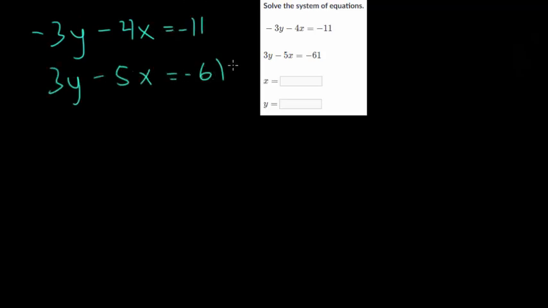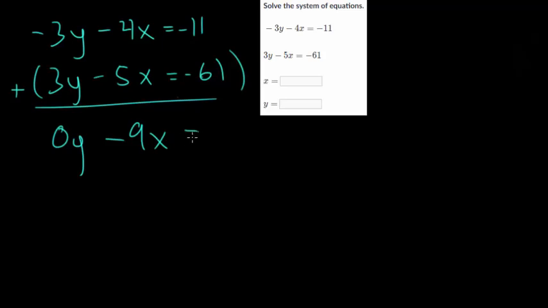And again, it looks like the coefficients on y are opposites, so we want to eliminate the y value. So minus 3y minus 4x equals minus 11, and we have that 3y minus 5x is minus 61. And from here, like I said, we want to eliminate the y values, so we are going to add, since minus 3y plus 3y would be 0y, and minus 4x plus negative 5x would be minus 9x.